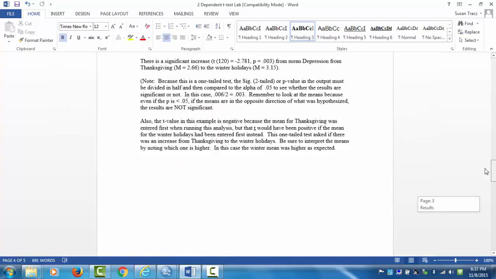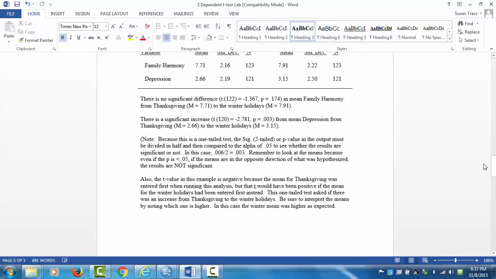So let's go back up here. Remember that we said we were going to be comparing our probability to the 0.05 alpha level, and 0.174 is greater than 0.05, so we're going to retain our null. We're going to say there is no significant difference. T with 122 degrees of freedom is equal to a minus 1.367. The probability is equal to 0.174.